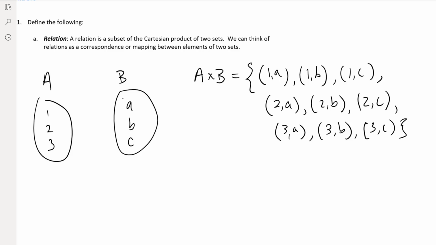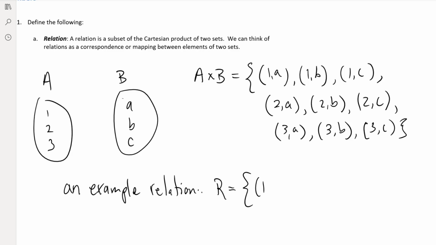So an example relation could be the set R equal to the pairs, let's say (1, a) and (1, b). I'm just making up something at random here, (2, b), and let's go with (3, c). What I just did was pick a few elements of the complete Cartesian product, being every element of set A matched with every element of set B, and the relation is a subset of that entire Cartesian product. And so this is an example.